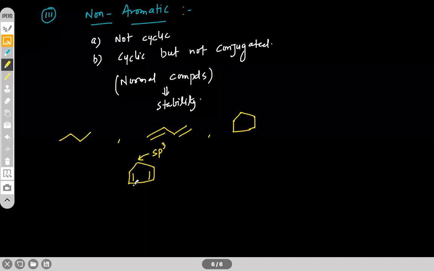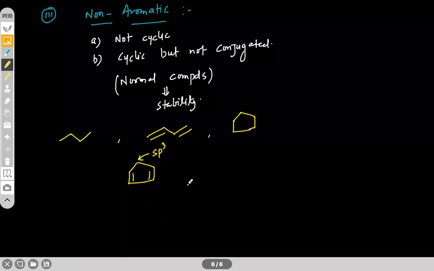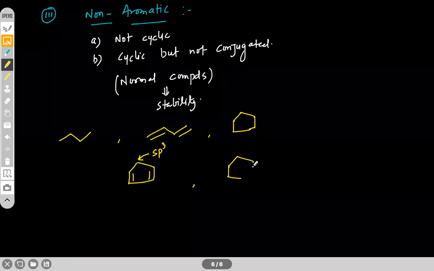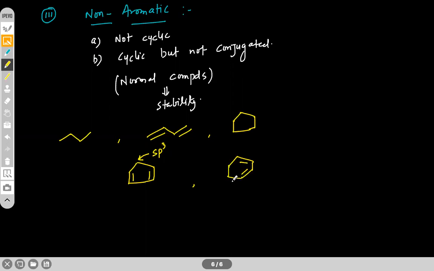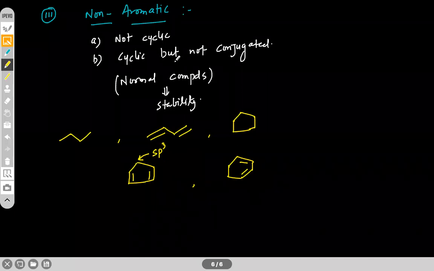Here we have conjugation, but this side the conjugation is not there. What I said: conjugation should be there in the entire ring, not in half of the ring. For example, if I draw this compound here and here, we have conjugation on one side, but this side we do not have conjugation, correct? So this one is also a non-aromatic compound. Got it?